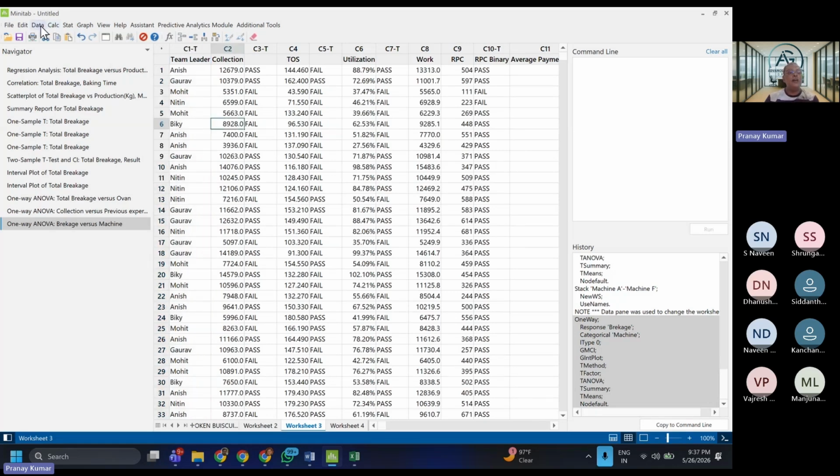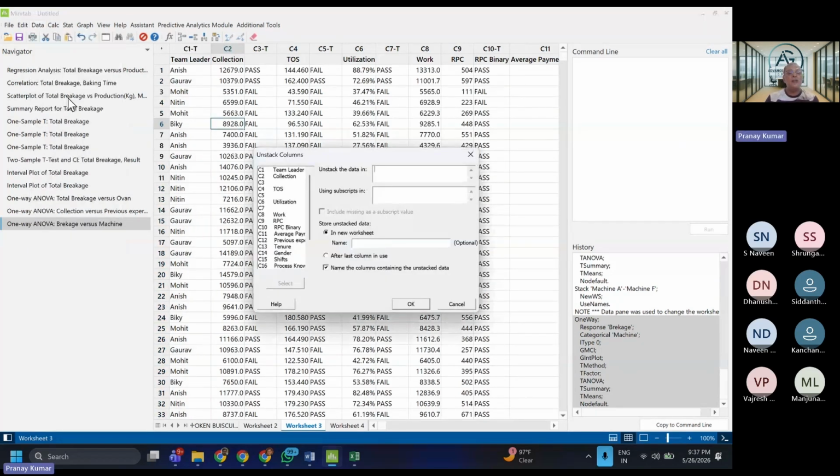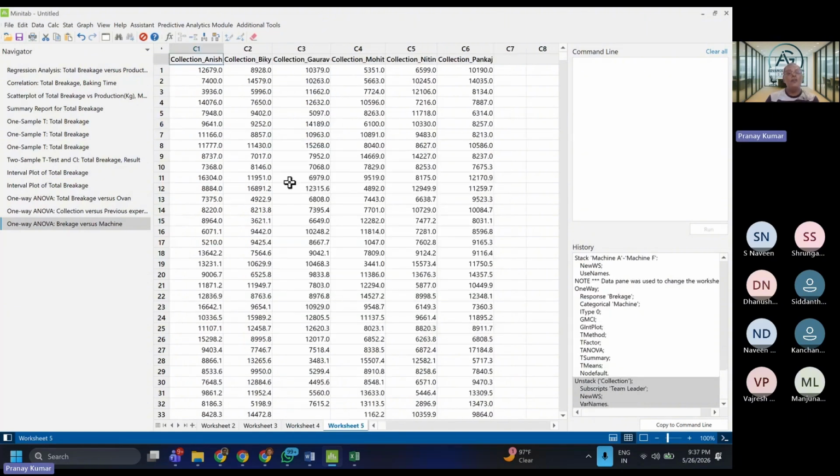I go to Data, I go to Unstack. Unstack what? Unstack collection. Basis what? Basis the team leader. Now look at what it will do for you. It has created separate columns for your team leaders. Fair? Yes, sir.